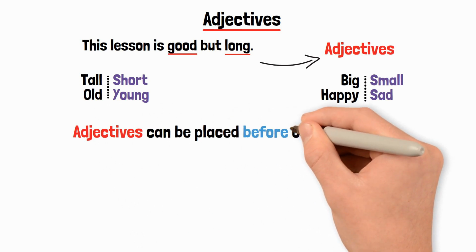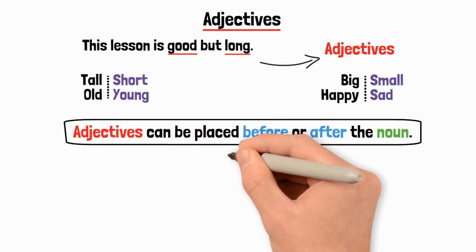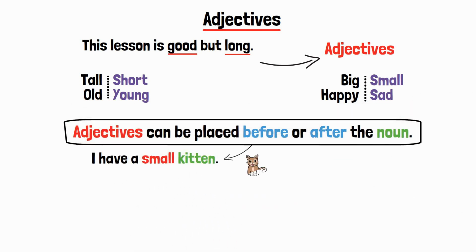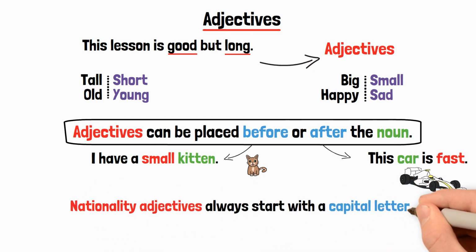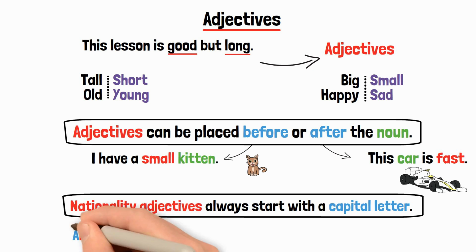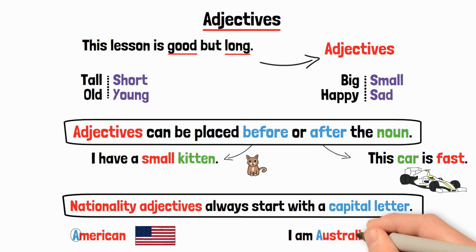Adjectives can be placed before the noun. I have a small kitten. Or after the noun. This car is fast. Nationality adjectives always start with a capital letter. American. I am Australian. Now adverbs.